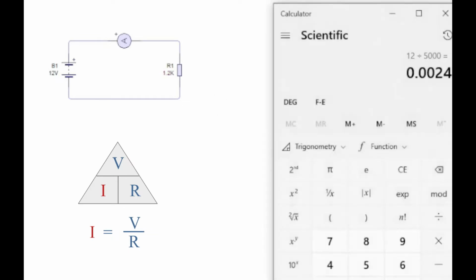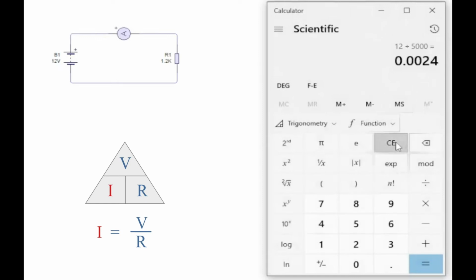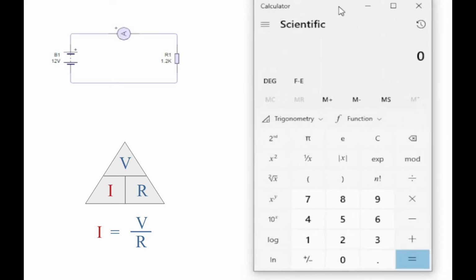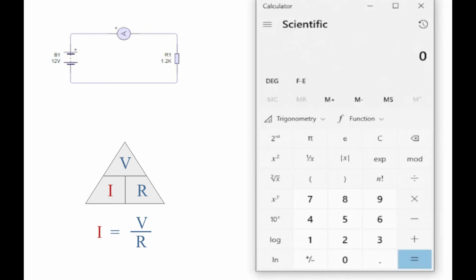So let's say we want to work out current. Okay, we have our wee triangle, so we cover the I for current, leaving V and R, and you can see there's a line between both, which basically means divide. So we'll take the value of the voltage, which is 12, and we'll divide it by 1200 because it's in ohms. Okay, and that gives us 0.01.